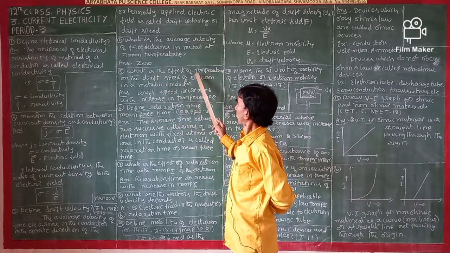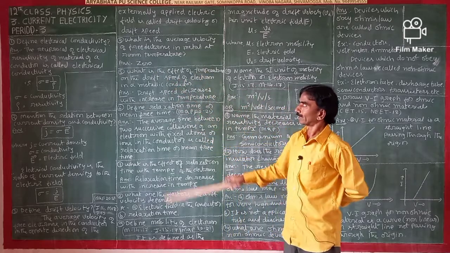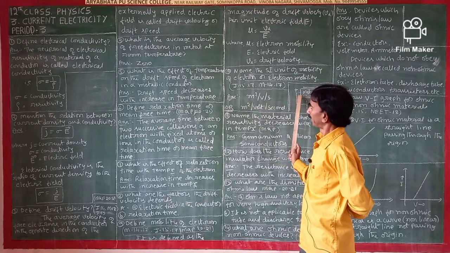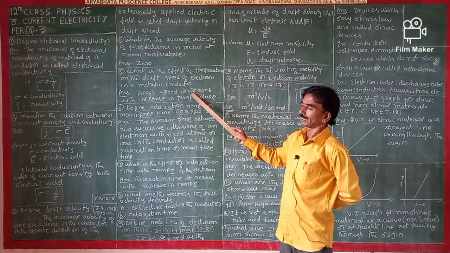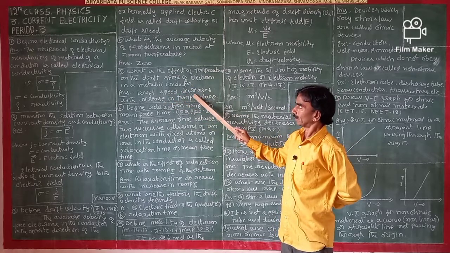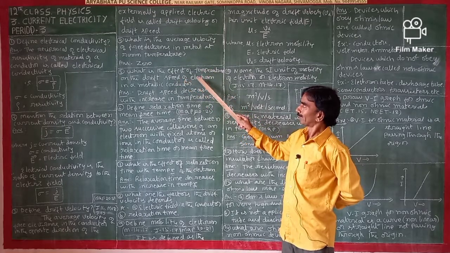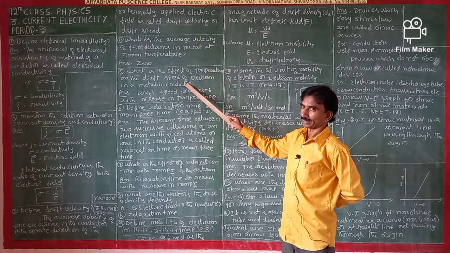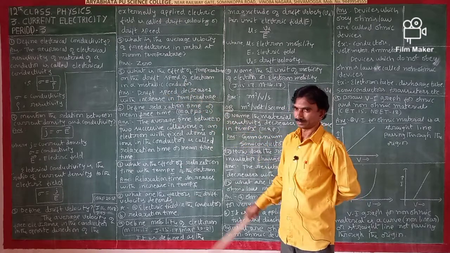What is the effect of temperature on the drift speed of electrons in a metallic conductor? When the temperature increases, then what happens? When temperature increases, drift speed decreases. So drift speed decreases with increasing temperature.